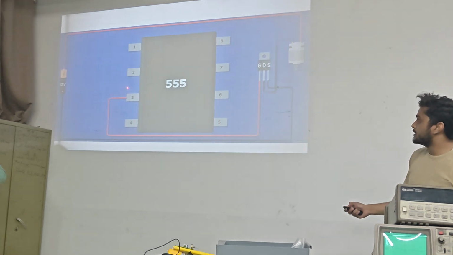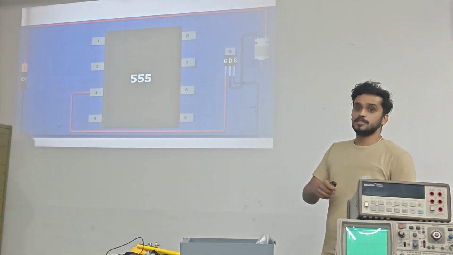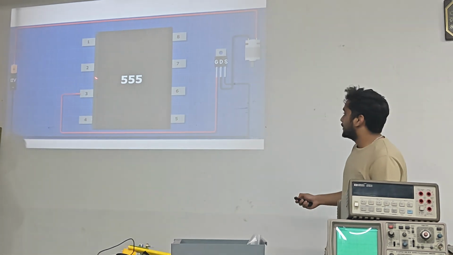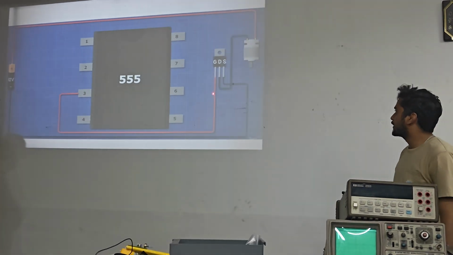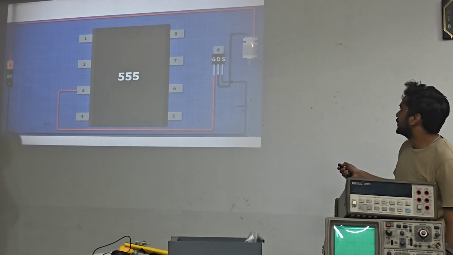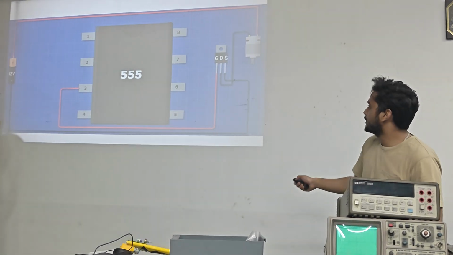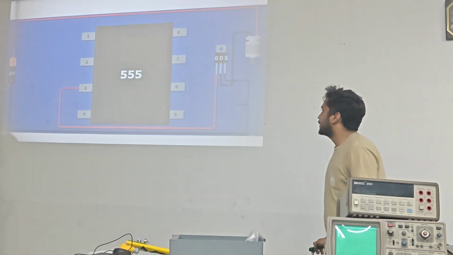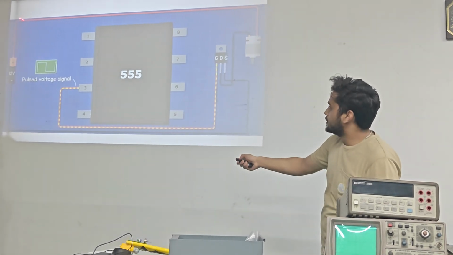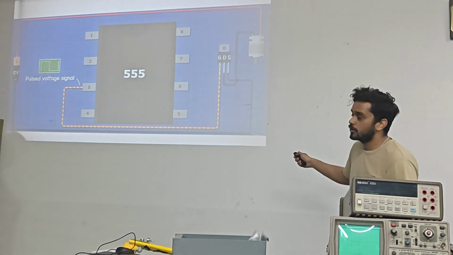As you can see, pin number 3 is the output of the 555 timer, which will generate the pulse. We have connected pin number 3 to the gate pin of the MOSFET, and the drain and source are connected to the power supply and motor. So this motor is connected to the power supply through the MOSFET. The pulse voltage will be generated from pin number 3, and accordingly the MOSFET will turn on and off.